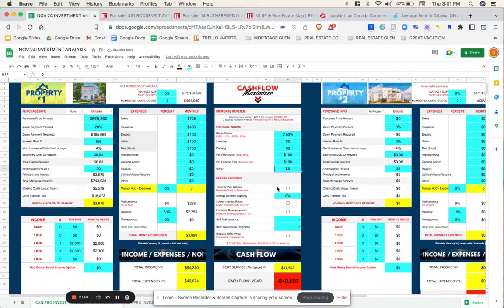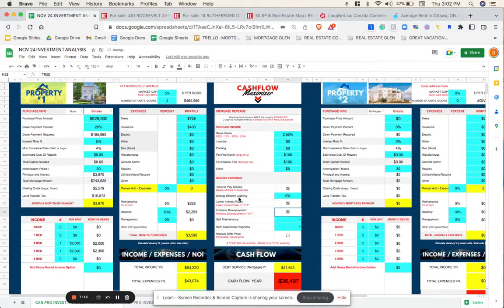So we're going to go down to utilities. Tenants pay utilities. Remember, we put $100 in, but let's say we want the tenants to absorb those utilities. So we're going to put in 0, because now that's not going to be a cost that we're going to incur. Lower interest rates. So we're going to click this to make sure that we've done it. Okay, so lower interest rates, 5%. I don't think we're going to get lower right now, so let's leave it at that.